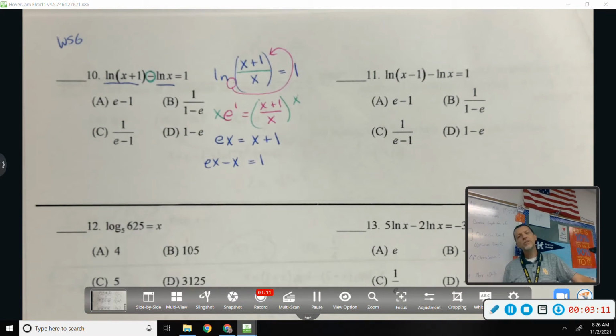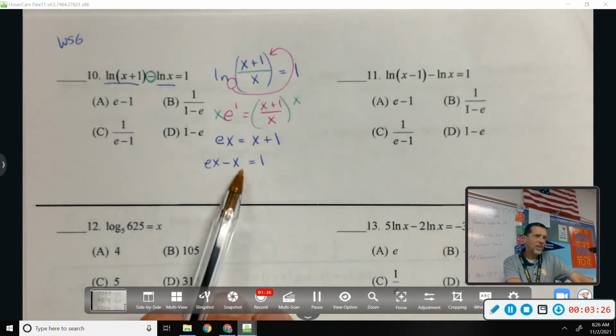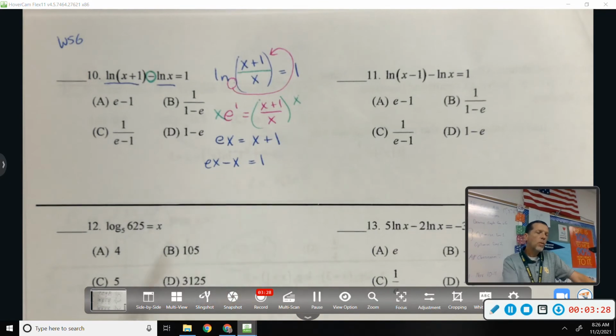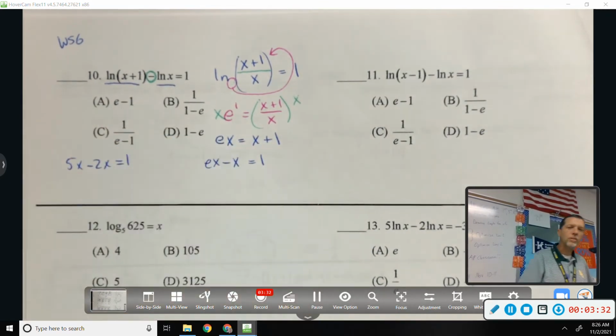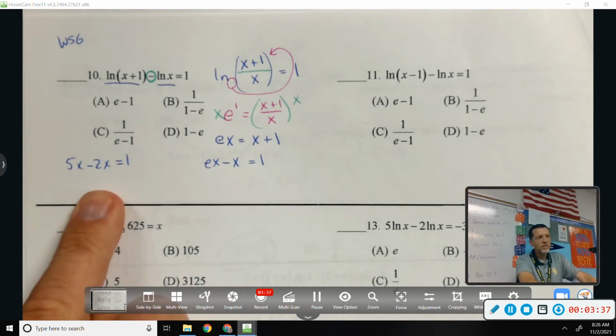If you made it this far, that's good, but there's still one more. I don't want to divide by e. I do want to divide by the number in front of x. That's true, but I've got two x's over there. What would you do if I had 5x minus 2x equals 1? What would you do with that?